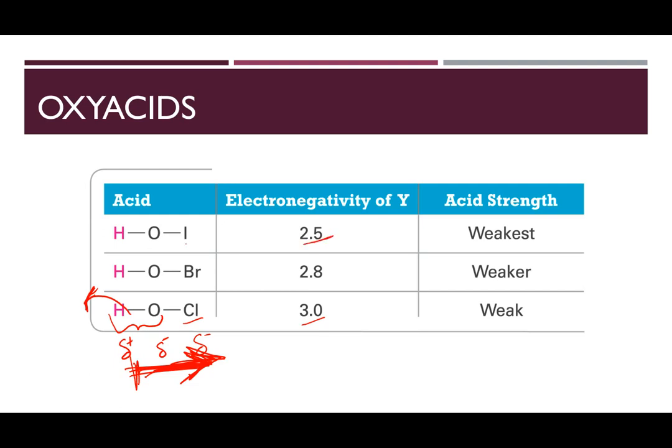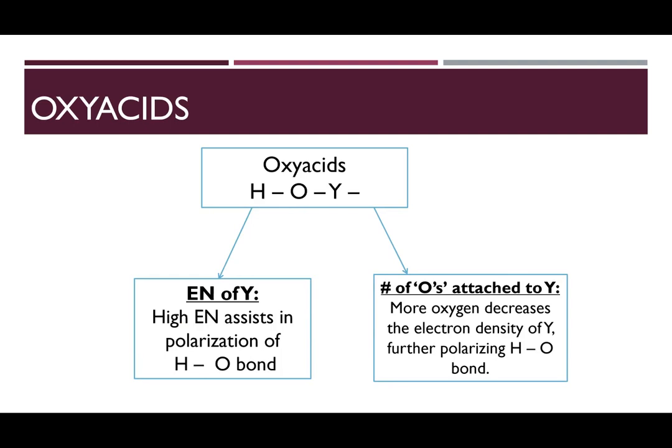Here we see the electronegativity of Y is a little bit lower. So while these electrons are still being drawn towards the center of the atom, it's not such a strong draw. So there is still a partial positive over here, but it's not quite as strong as this partial positive here. So this hydrogen still has the ability to be cleaved off. It's just not as great of an opportunity. Okay. So a higher electronegativity of Y assists in the polarization.